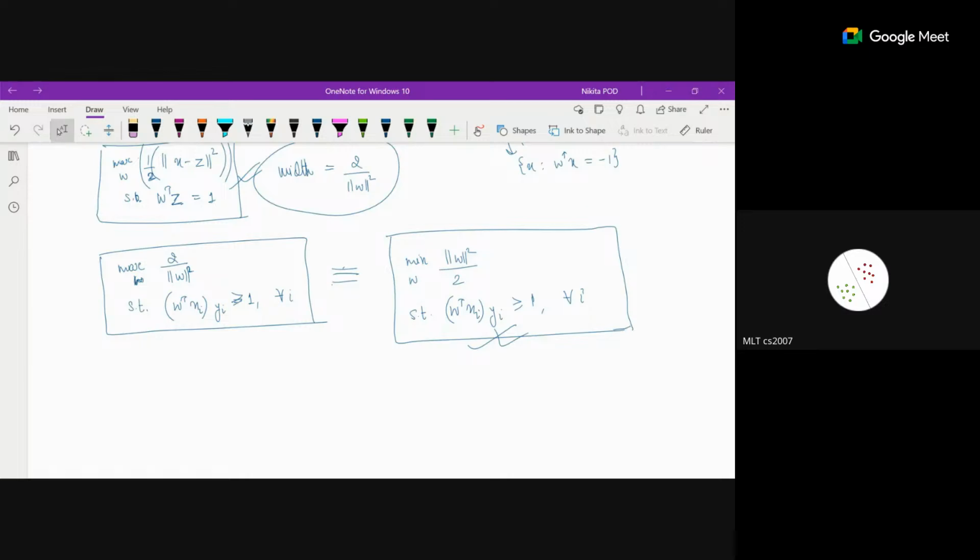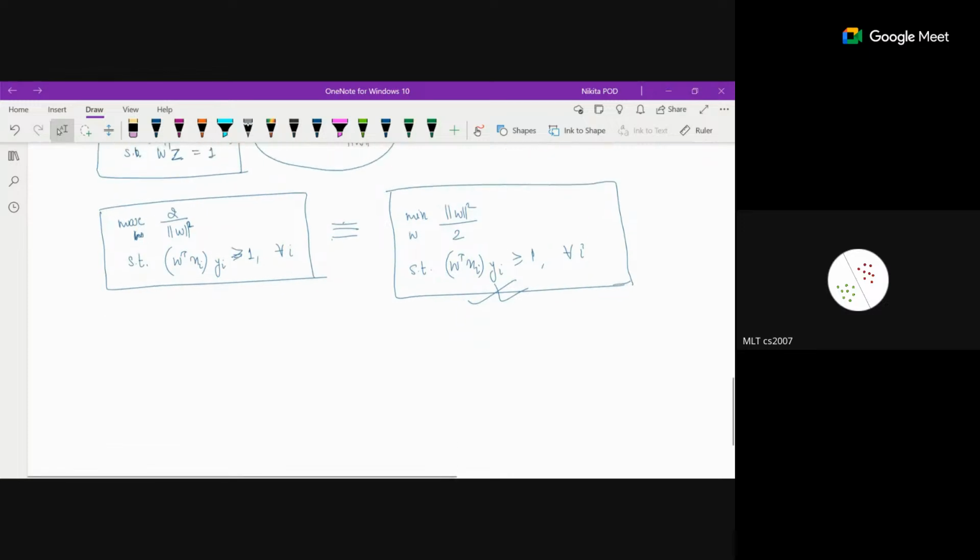Before solving this, what we will also see, I think you have also seen this in your MLF class, is how we can solve the primal and the dual problem. So that we will look at.